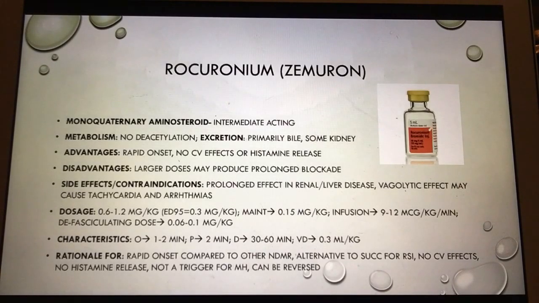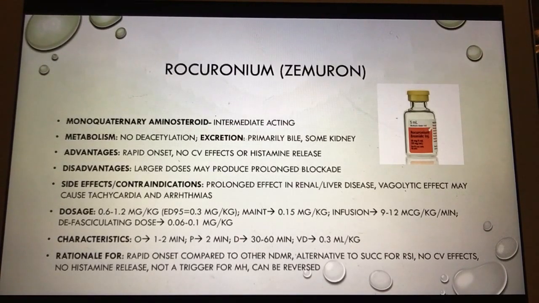Now we'll go into rocuronium. Like we discussed earlier, it's a non-depolarizer, so it's a monoquaternary aminosteroid, intermediate acting. Metabolism, there's no deacetylation, and it's excreted primarily by bile and a little bit by your kidneys. Advantages of rocuronium: it can be used as an alternative for your rapid sequence because it does have a rapid onset. No cardiovascular effects or histamine with this drug.